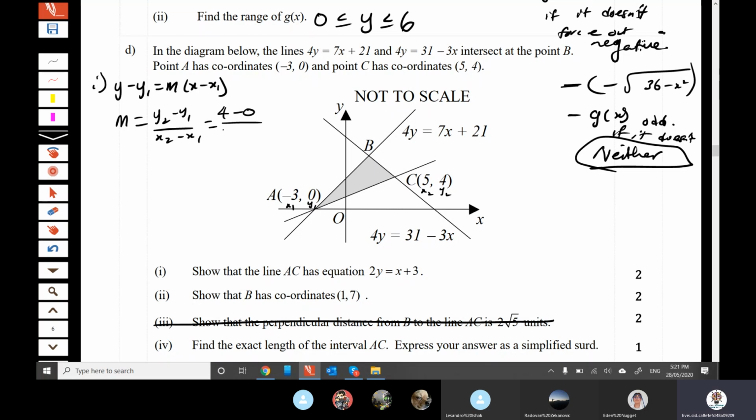4 take away 0 over 5 take away 3, which is plus 3. That's a half. M equals a half. Then pretty much y minus y1, let's just pick 0, it's easier, equals half times x minus x1, times it by 2, you're done. Any questions there?